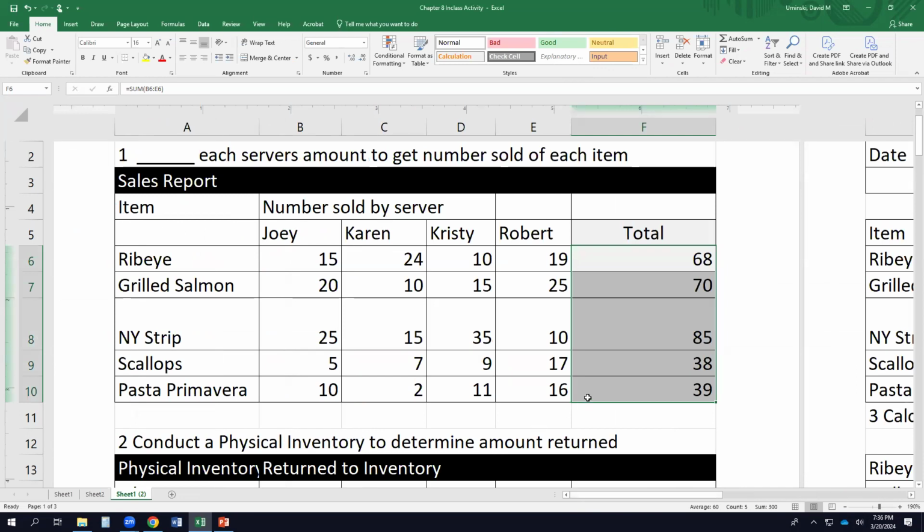All right, so if we add up each of our 5 items, we get 68 total ribeyes, 70 total grilled salmons, 85 New York strips, 38 scallops, and 39 pasta primaveras. Do we all agree? Excellent, good. So that's the first thing we want to do. We want to figure out how much of each item was sold.